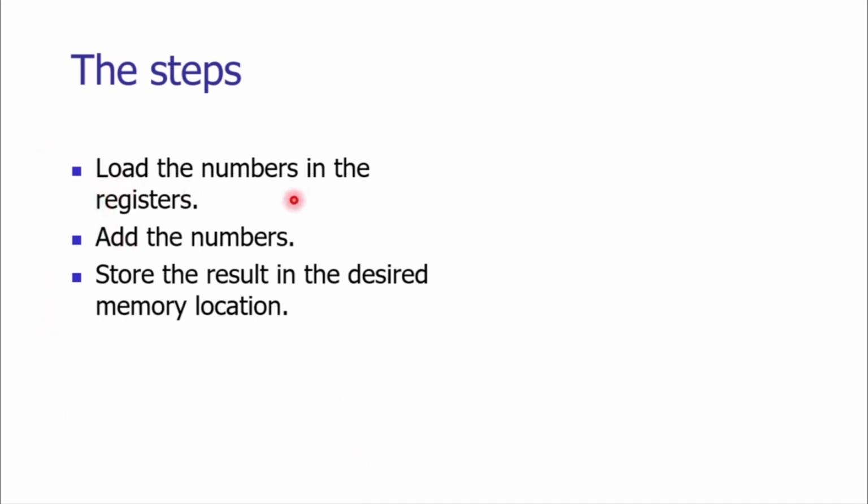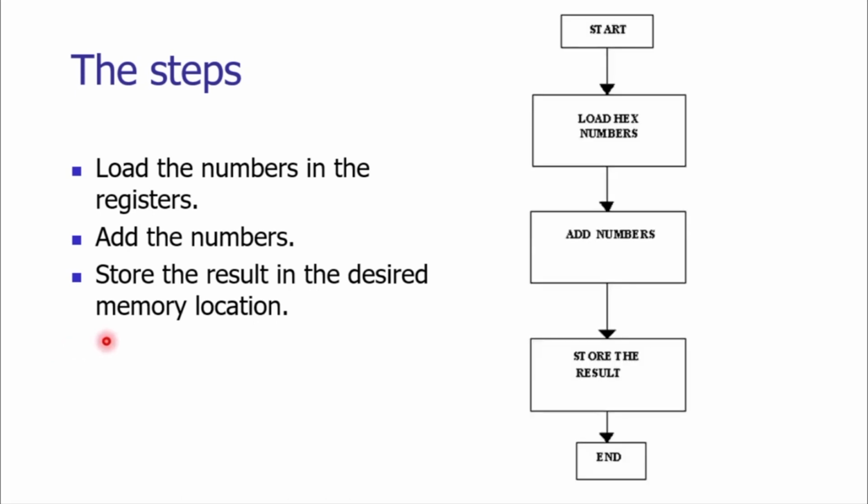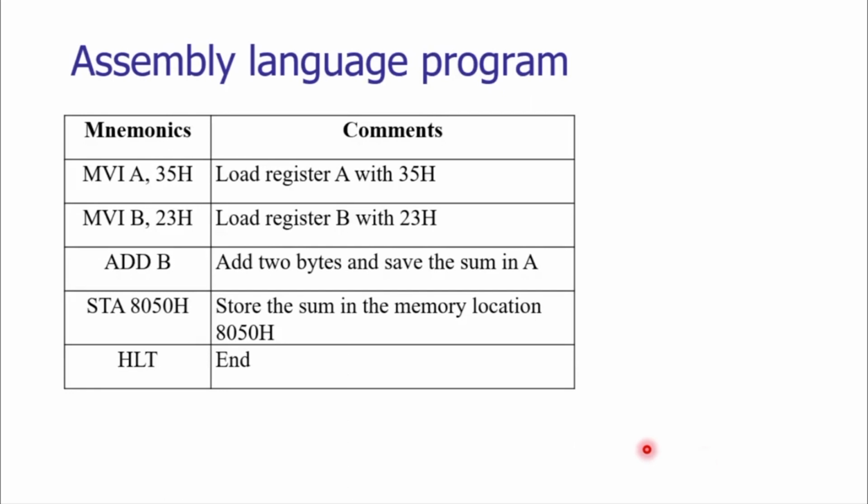First of all, loading of the numbers to the respective registers, then addition of the numbers, and then storing the result at the desired memory location. For that purpose, we can develop a simple flowchart like start, loading of hex numbers, then addition and storage of the result. After that, the program will end. The corresponding assembly language program for this operation can be seen on your screen.